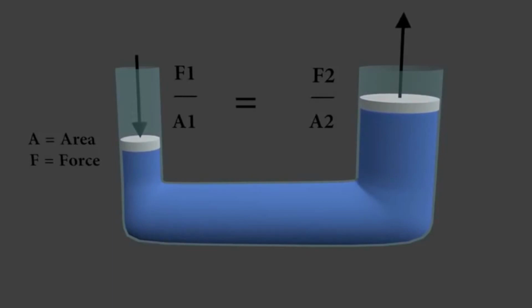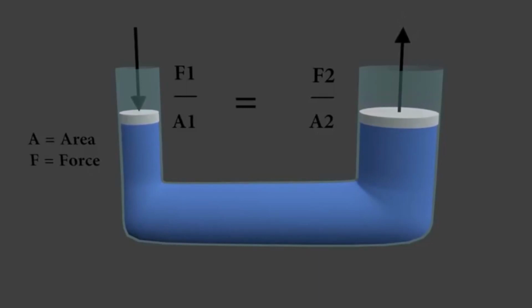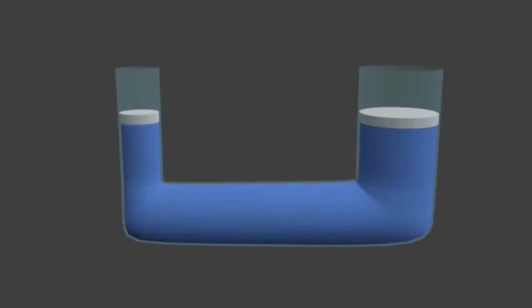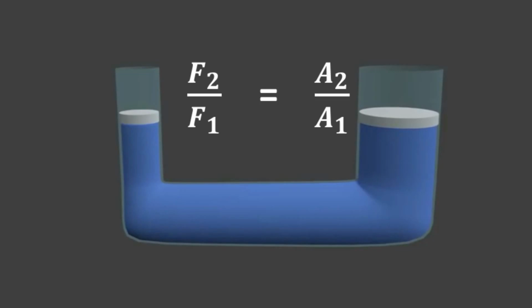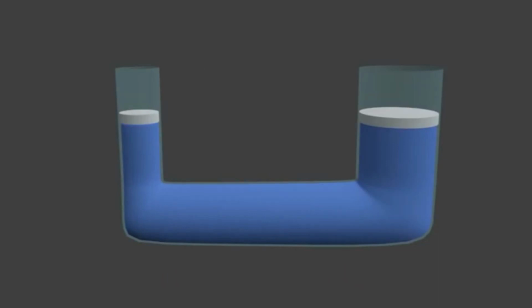Since P1 is equal to P2, F1 divided by A1 is equal to F2 divided by A2, or F2 divided by F1 is equal to A2 divided by A1. Since A2 is greater than A1, therefore F2 is also greater than F1. Thus, a smaller force F1 applied on the smaller piston can be used to produce a larger force F2 on the bigger piston. This is the principle of a hydraulic machine.